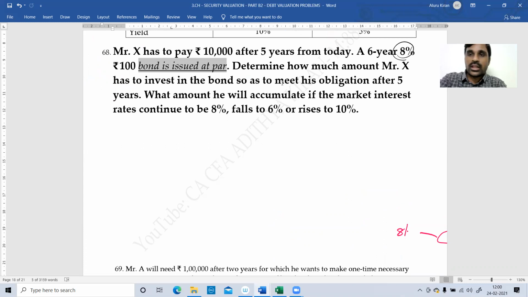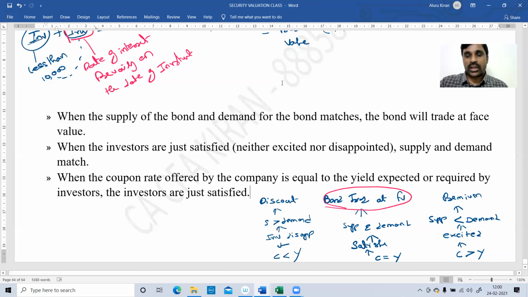Coupon is exactly equal to the yield. How much is the coupon? 8%. 8% is the coupon. Therefore, required yield is also 8%. That is how we have to write it here.